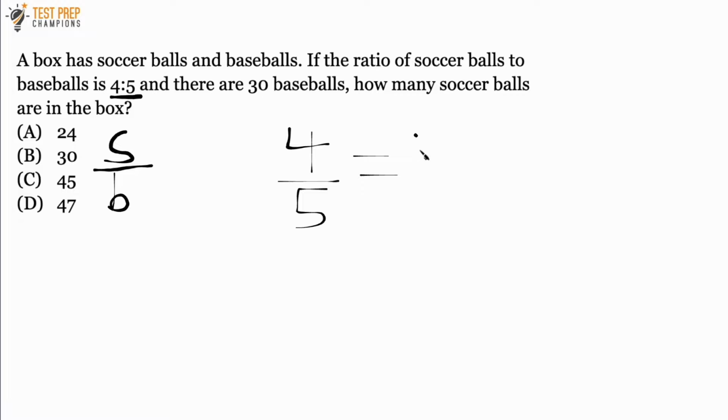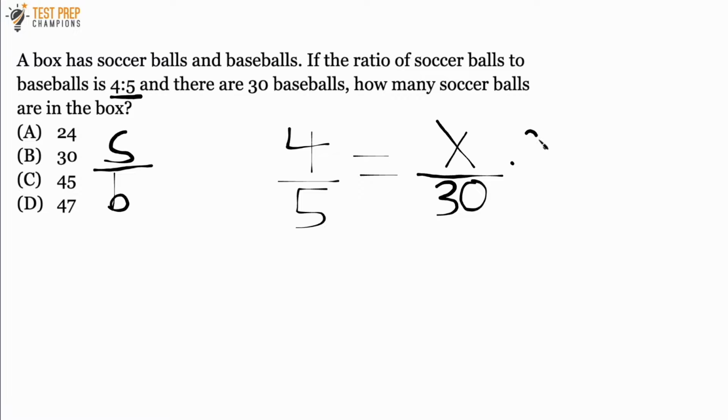So now, since we know the number of baseballs, we can write a proportion. So we know that there are 30 baseballs. So do I want to put the 30 up here, or do I want to put the 30 down here? Well, remember, the ratio, it's soccer balls to baseballs. So baseballs is going to go down here in the bottom of the fraction. So I'm just going to write a 30 here. And I'm going to put X right here because we don't know what the number of soccer balls is. That's what we want to find. So I've got 4 over 5 equals X over 30.